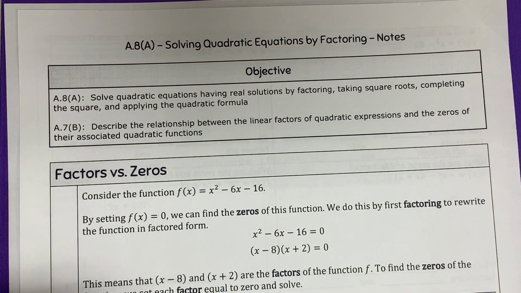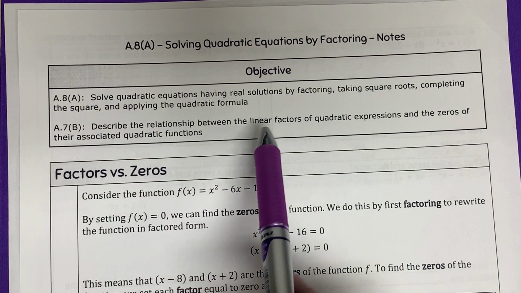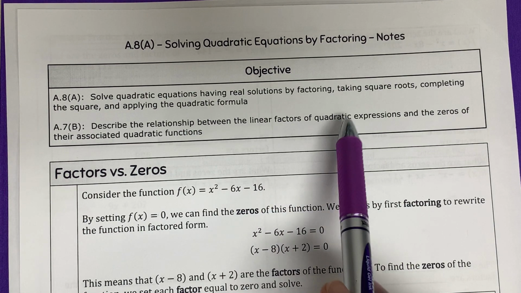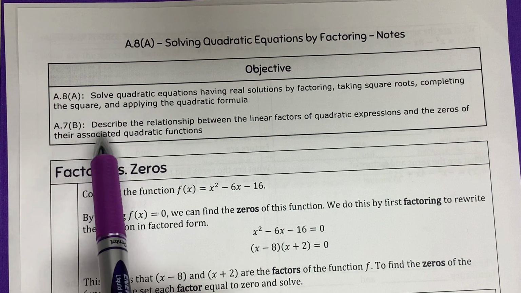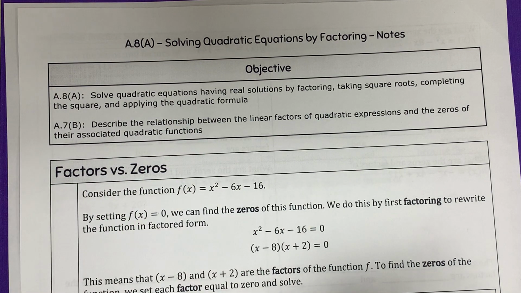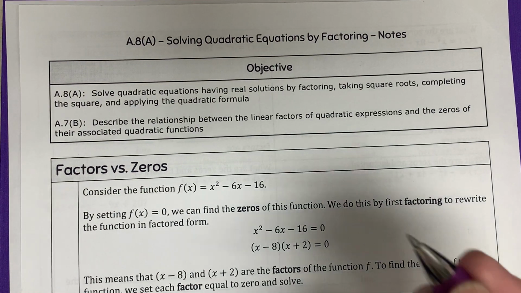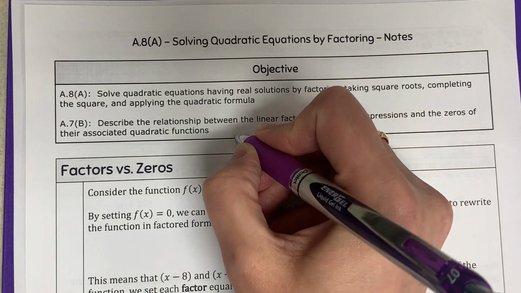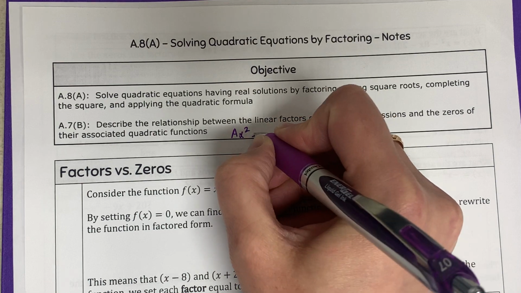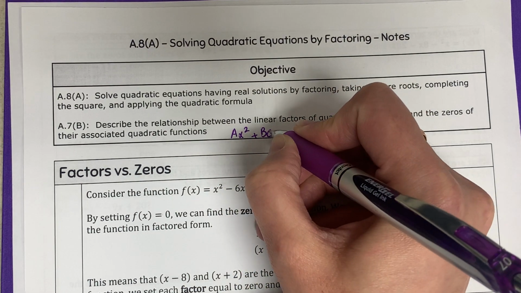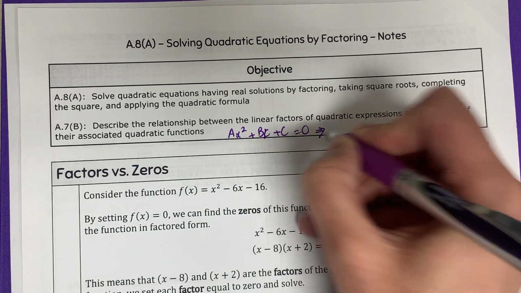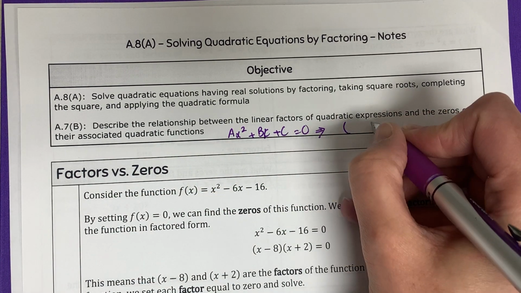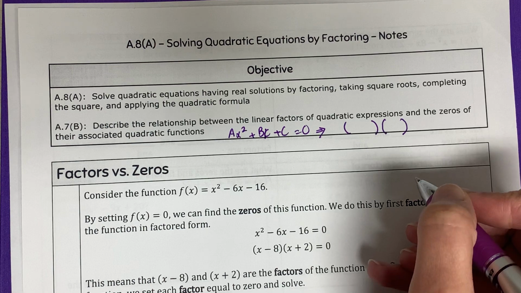Today you're working on describing the relationship between linear factors of a quadratic expression and the zeros of their associated quadratic functions. Well, it seems like it is too much, but it is actually not. What they're trying to say is that you have a quadratic equation, ax squared plus bx plus c equals 0. And from that quadratic equation, you are able to find the factors.